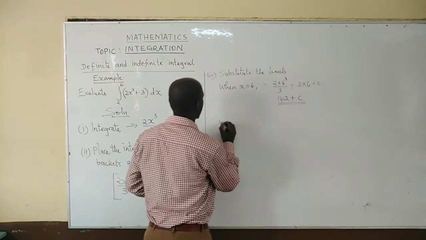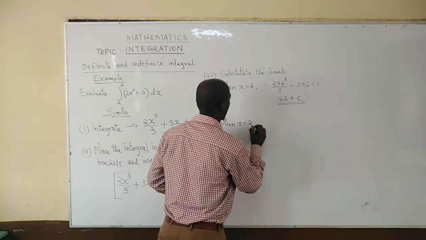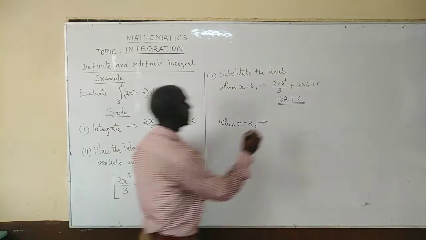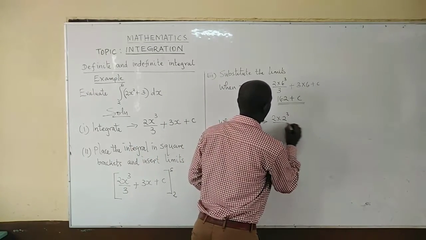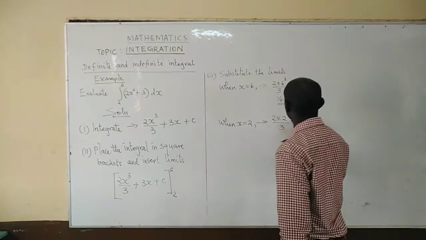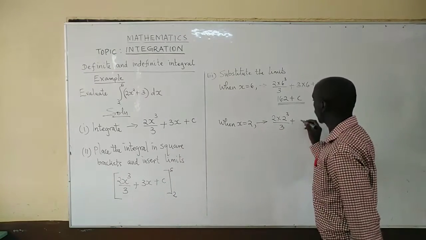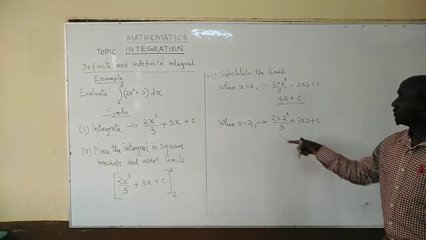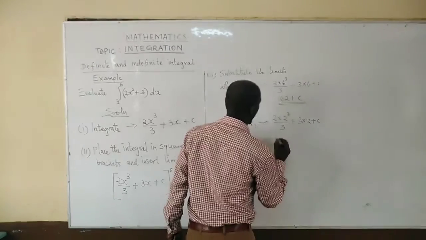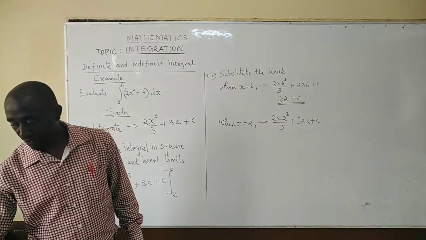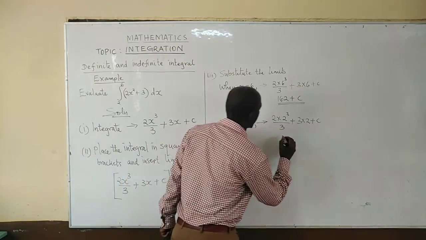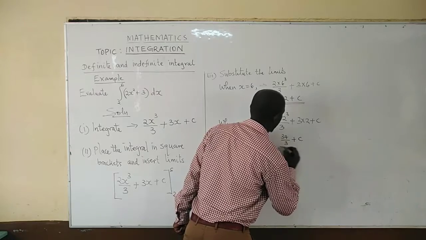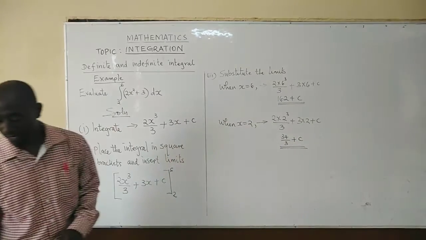What will happen when x is 2? When x is 2, you insert 2 here. You will have 2 times 2 cubed over 3 plus 3 times 2 plus c. If you simplify that correctly, my dear learner, you are going to get 34 over 3 plus c.